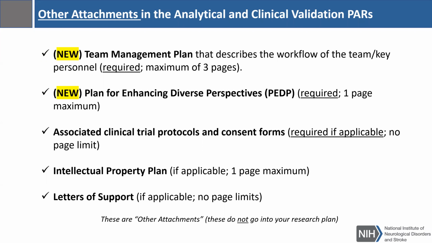And then this has been there before, but the associated clinical trial protocols and consent forms, if these are prospective studies or if you're leveraging ongoing clinical trials. That's required if it's applicable, but not if it doesn't apply to your particular study. And then an intellectual property plan, if applicable, again depending on whether you're planning on commercializing or not. And then, of course, letters of support as usual.